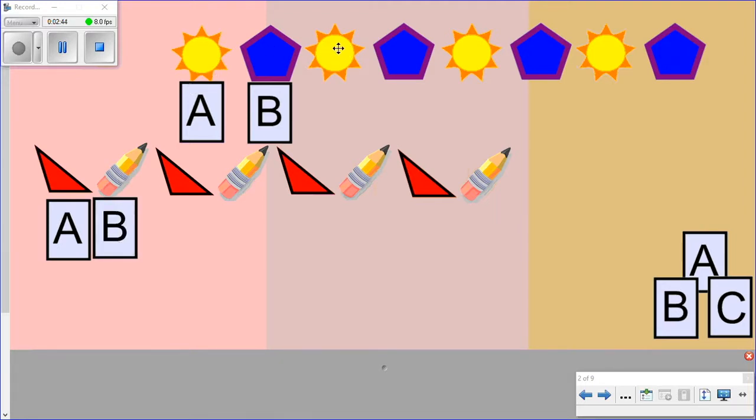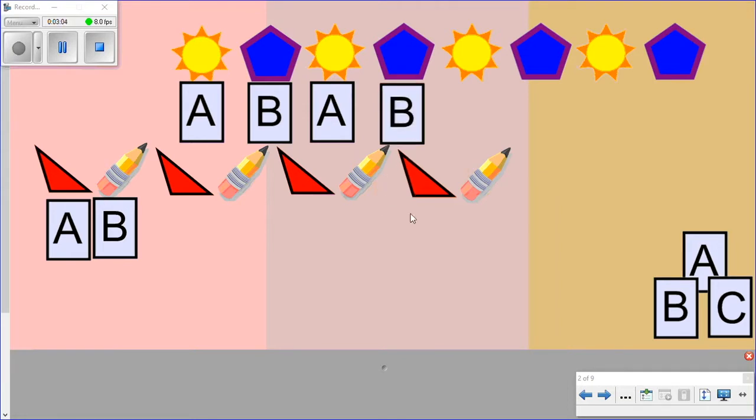Now I have the sun again. So what letter card am I using for the sun? A. So I do use the A again. And what letter card for the pentagon? Right, a B.